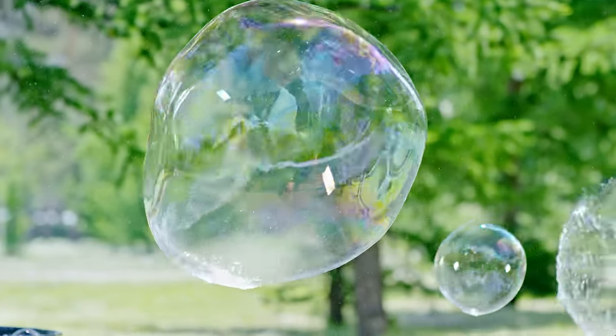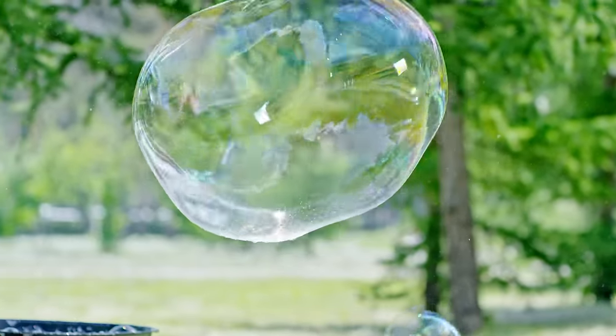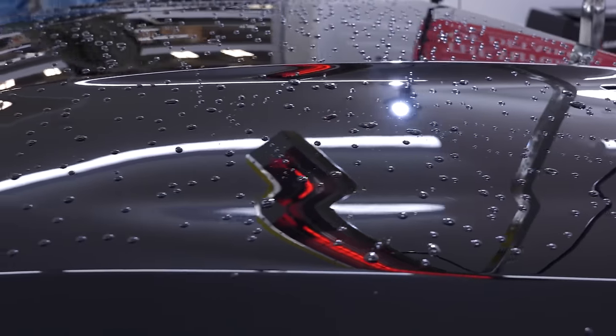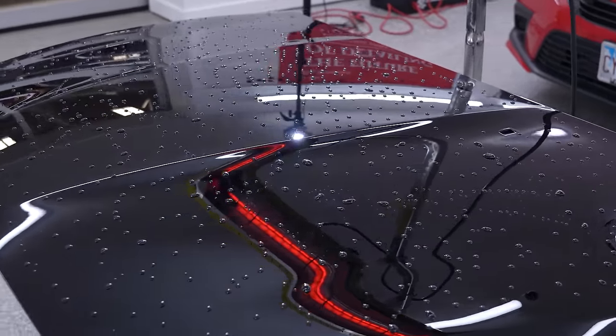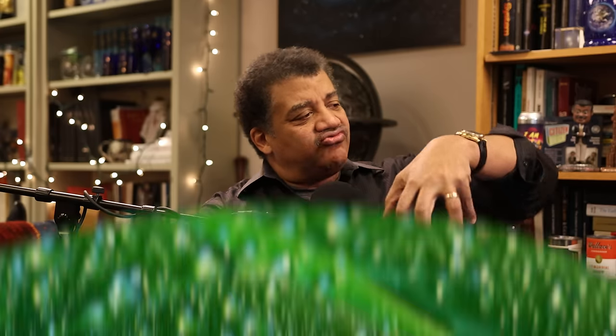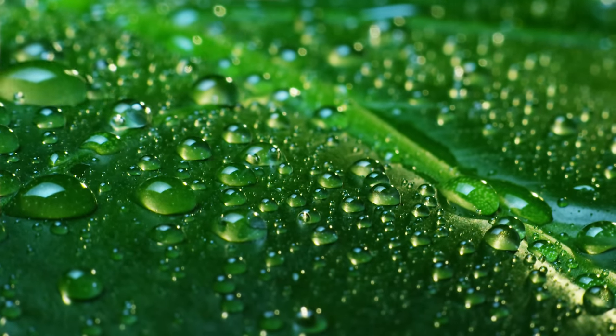Pluto got demoted, others got promoted, and now they got a new family: dwarf planets. Now, the laws of surface tension help us create soap bubbles. It's also what beads up liquid if you just waxed your car. It wants to be a sphere, and every part that's not touching the car is round.